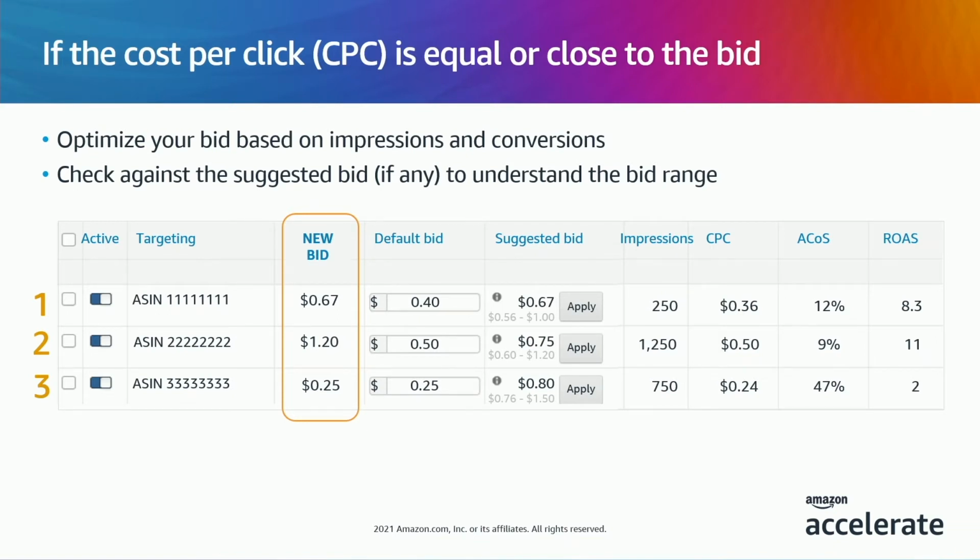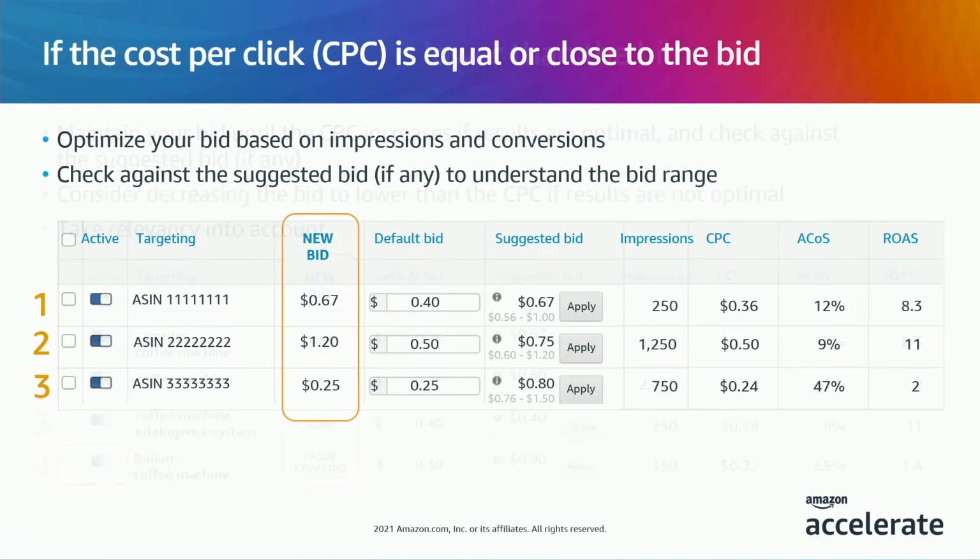If your targeting method is getting impressions and converting well, again, try increasing your bid, checking the suggested bid to understand the bid range. You can try setting a bid that's close to the highest end of the range, but never bid more than you're willing to pay for a click. If your targeting method isn't converting or has a high ACoS or low ROAS, it could mean that your targeting isn't relevant for your ad. We suggest either lowering the bid or pausing the targeting.